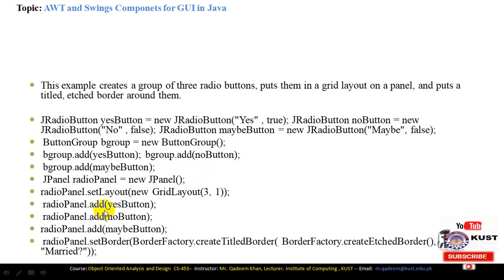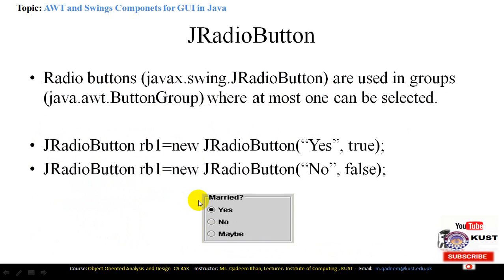Next, radioPanel.add(yesButton), radioPanel.add(noButton), and radioPanel.add(maybeButton). So here we have added all these 3 radio buttons into the panel. And radioPanel.setBorder(BorderFactory.createTitledBorder(BorderFactory.createEtchedBorder(), "Married")). So Married will be the label on the panel, with a titled border, and in fact it will be an etched border. These are different types of borders. For example, this one's title is Married and it is the etched border.